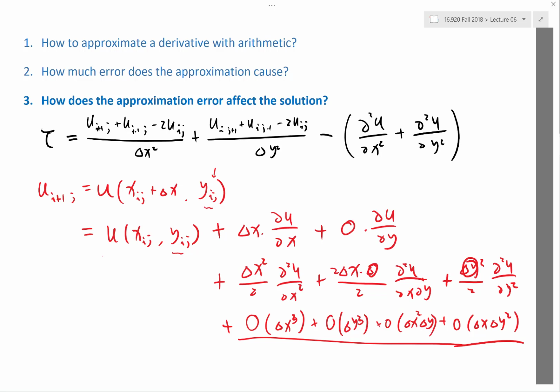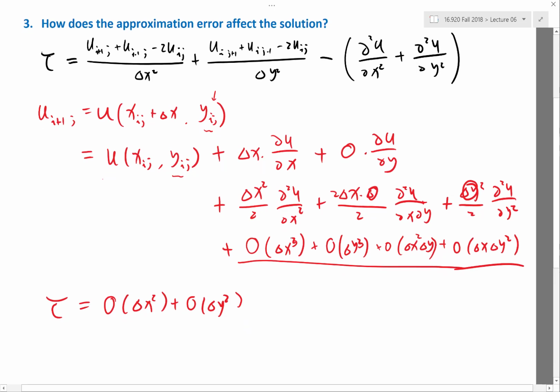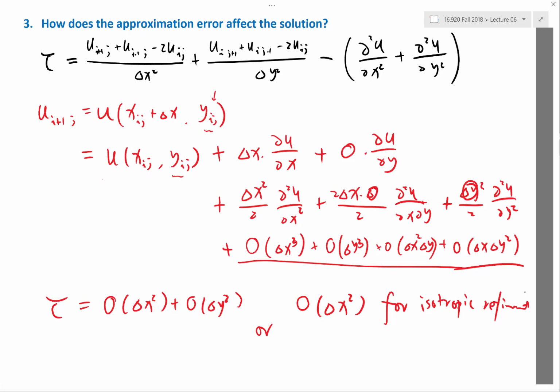So now you perform all the Taylor series expansions, and that's how you derive the truncation error. Here, the truncation error is going to be derived to be O delta x squared plus O delta y squared. I don't think there is an O delta x delta y here, but you can write it like this, or just O delta x squared for isotropic refinement. Okay, any questions on the Taylor series for getting the truncation error?